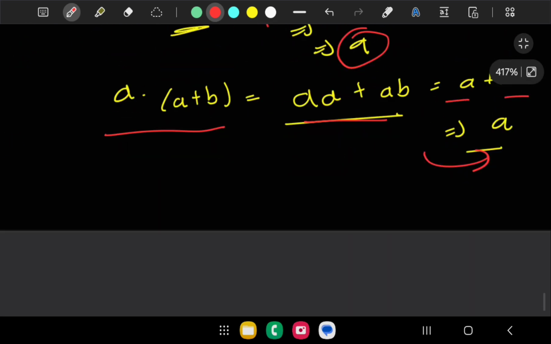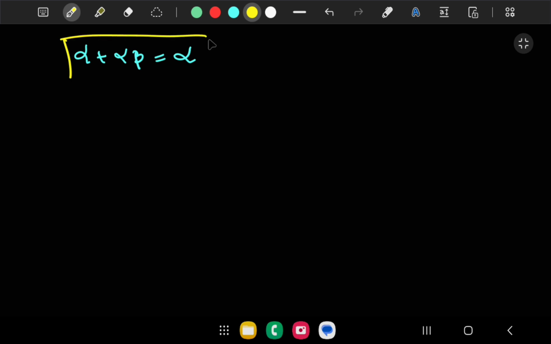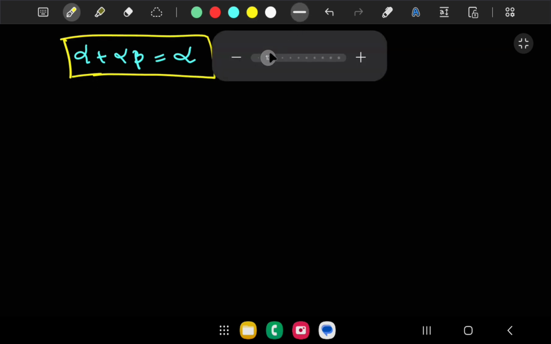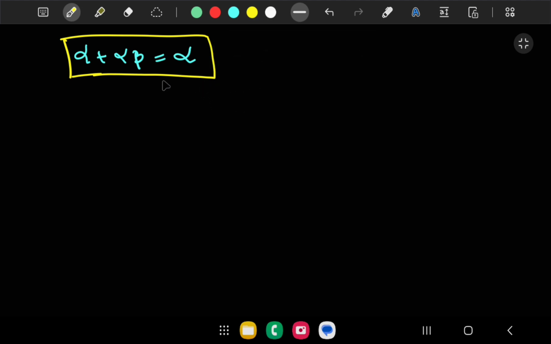Now let's move further. Alpha plus alpha beta equals alpha. This is our absorption property. So this is something which we'll use many times. So this alpha will absorb this alpha beta, right?